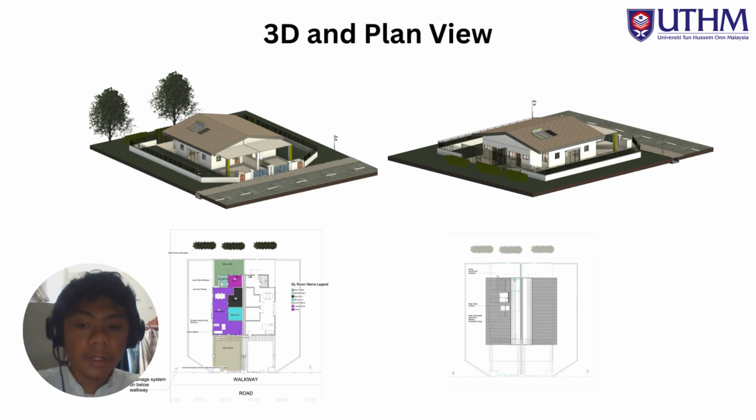Within this slide is the 3D view and also the plan view for our building. Within the plan view, you can see that we arrange the house according to smart housing standards and also sustainable housing standards, such as placing smart security systems, smart appliances. While for the sustainable part is placing double glazing windows and also solar panels for electrical reduction of power.